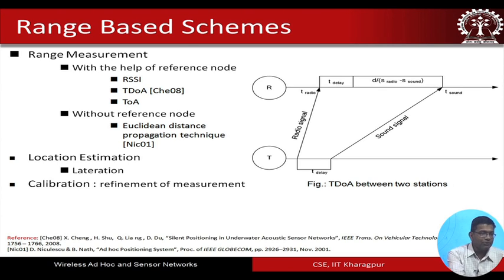Without reference nodes also there are a few other mechanisms that are proposed. Location estimation using lateration or trilateration based schemes. So, if you know the locations of three nodes, using that you can calculate the location of the fourth node and so on. And this can be extended further to get a more accurate picture and accurately localize other nodes in the network.